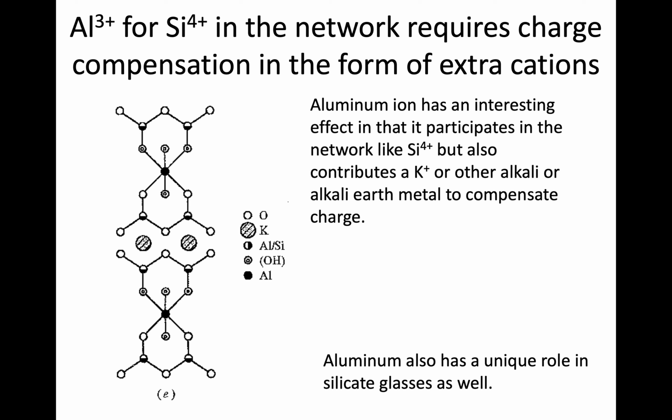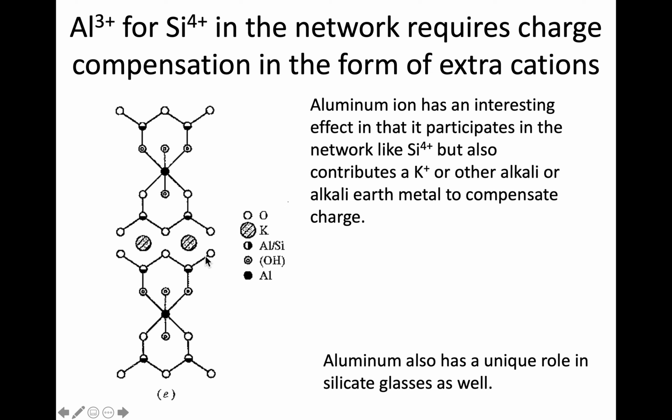Additionally, there's an added effect because aluminum, the ion 3+, has a different charge than silicon. So if it goes into the network, there's a difference in charge here, right? There's a -1 difference. And so there has to be some additional charge compensation. And so the way it does that is we tag along some other extra cations. So for example, potassium has a +1 charge. So +1 +3, it compensates the charge of the silicon.